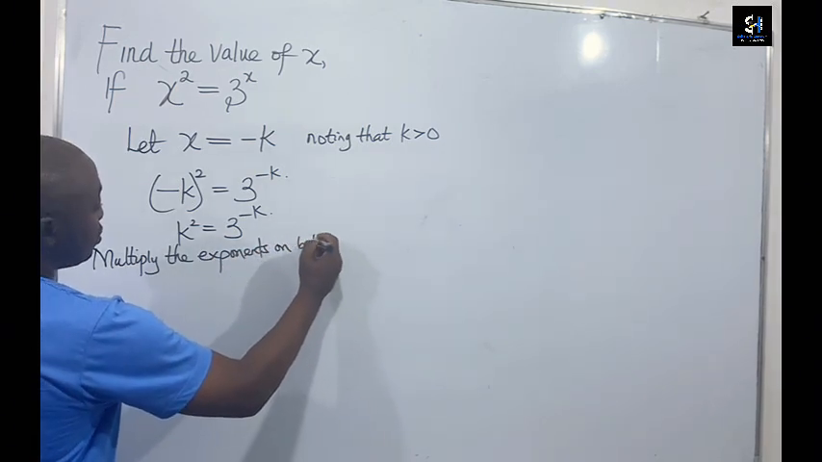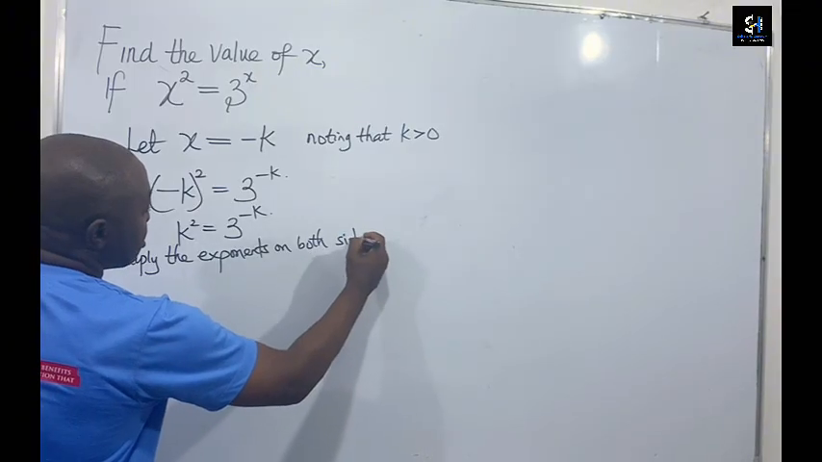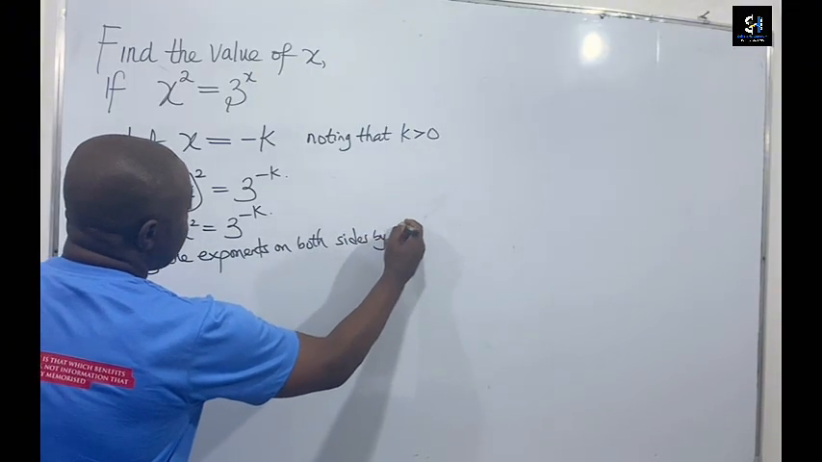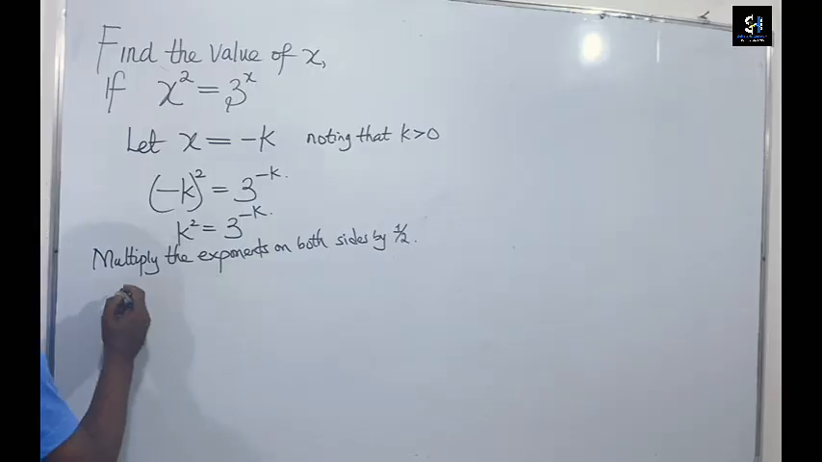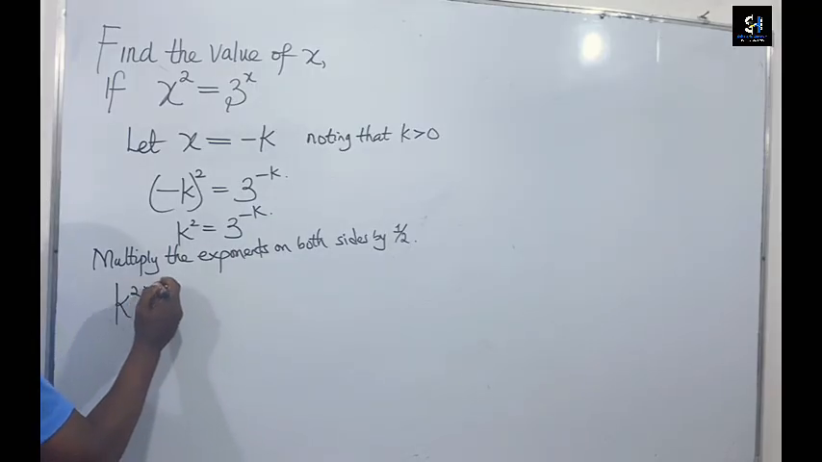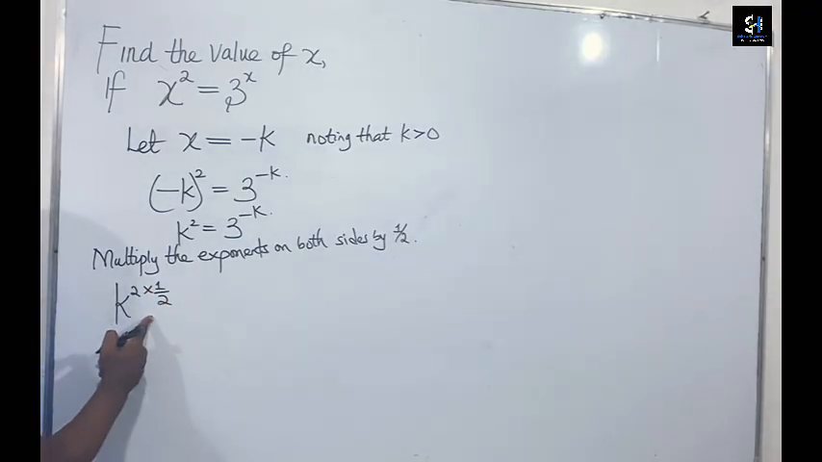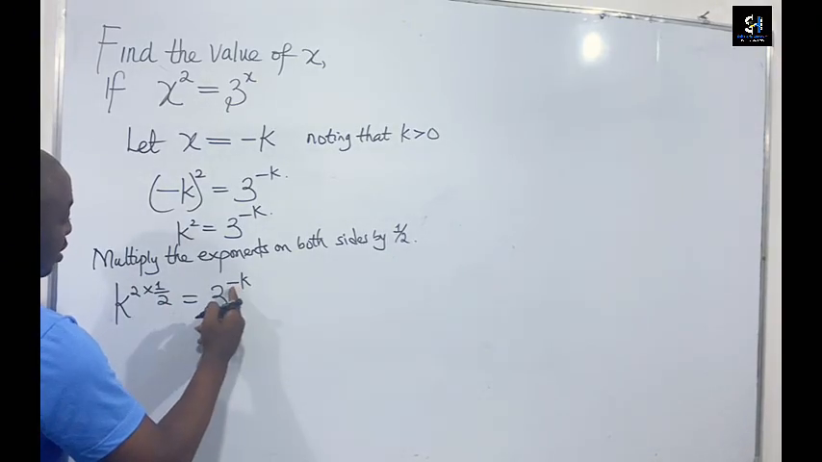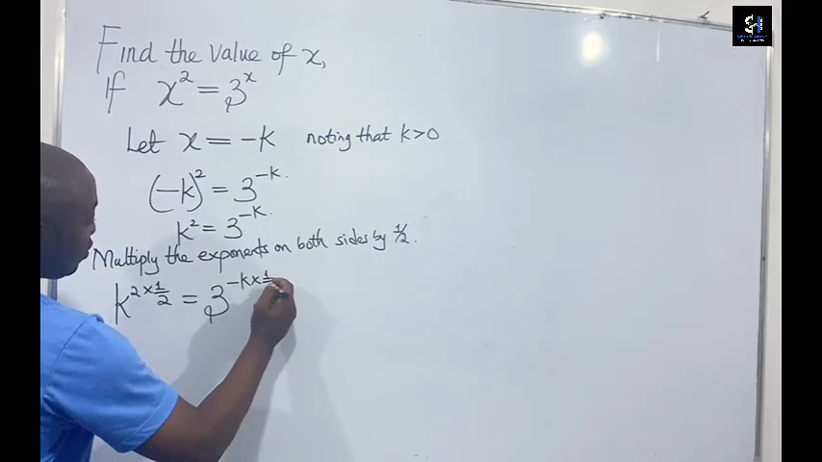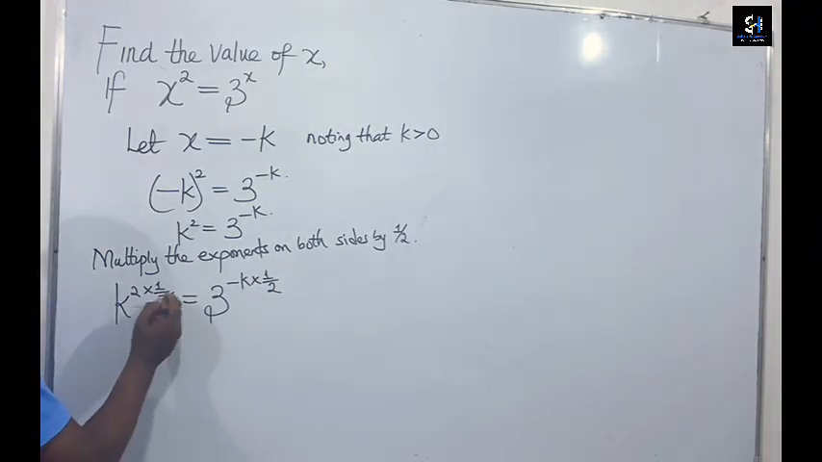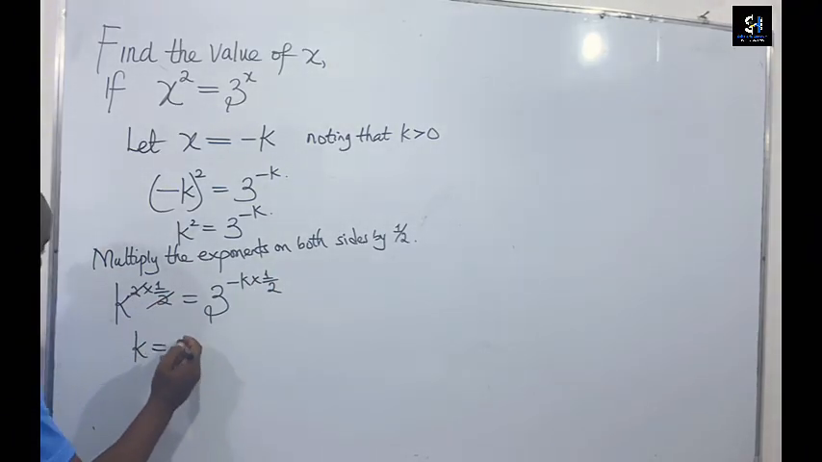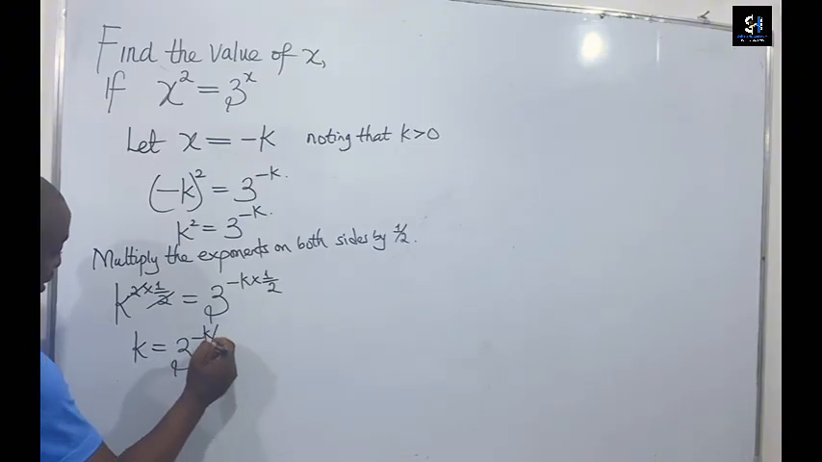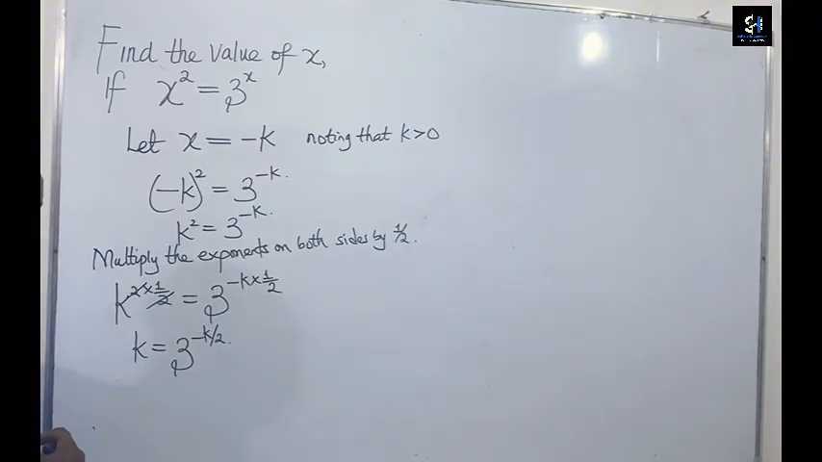Multiply the exponent on both sides by 1/2, so this will be k raised to the power of 2 multiplied by 1 over 2, equals 3 raised to the power of minus k times 1 over 2, so that k equals 3 raised to the power of negative k all over 2.